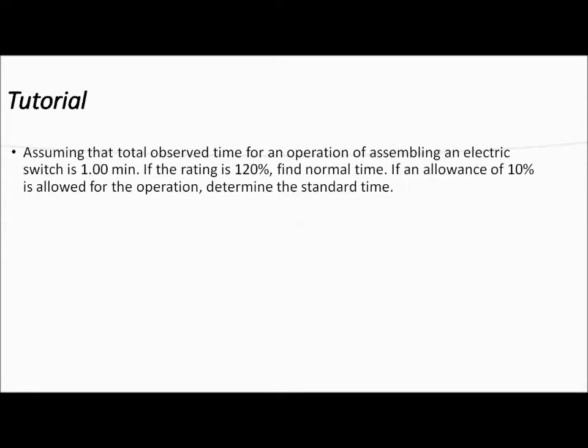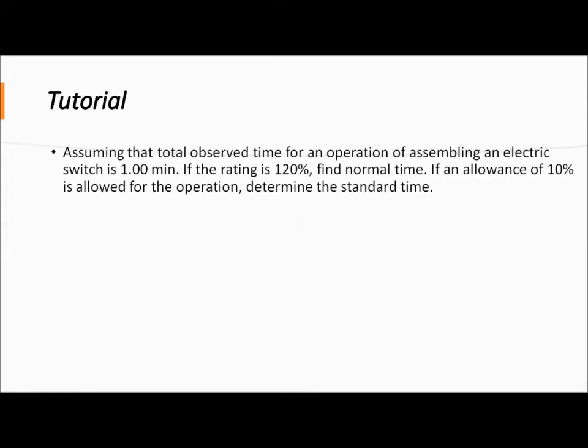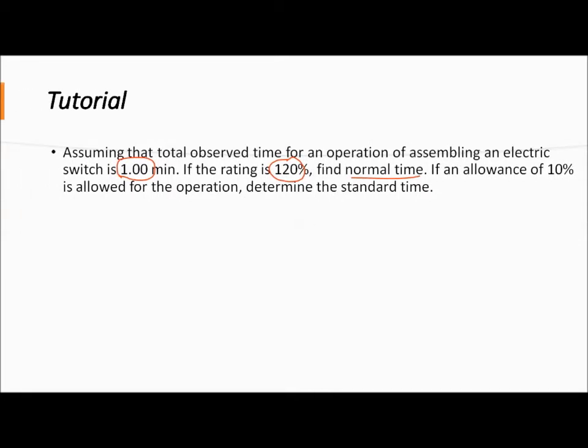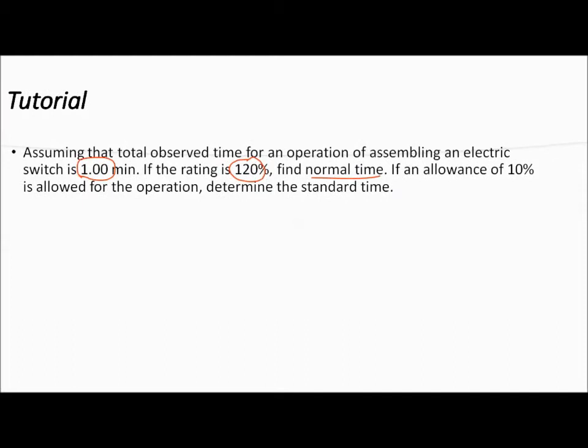So in this problem, what is given is, assuming that total observed time for an operation of assembling an electric switch is 1 minute. So the observed time is 1 minute. If the performance rating is 120 percentage, find the normal time. If an allowance of 10 percentage is allowed for the operation, determine the standard time.